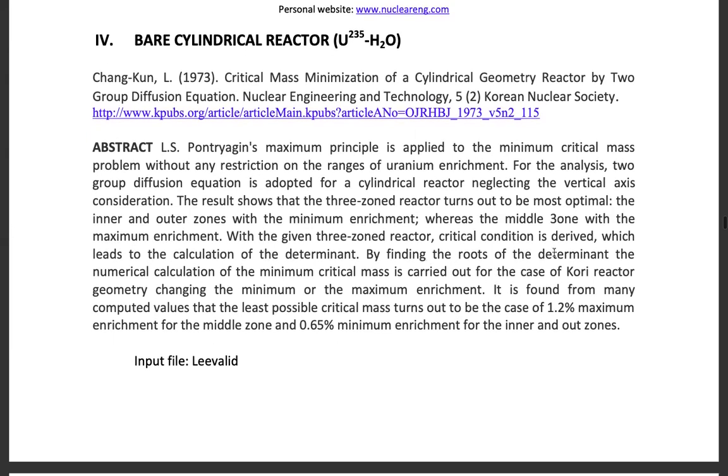By finding the roots of the determinant, the numerical calculation of the minimum critical mass is carried out for the case of the Korean Kori reactor geometry, changing the minimum or the maximum enrichment. It is found from many computed values that the least possible critical mass turns out to be the case of 1.2% enrichment for the middle zone, and 0.65%. Notice this is less than 0.71, so it's a kind of depleted uranium. So 0.65% minimum enrichment for the inner and outer zones.